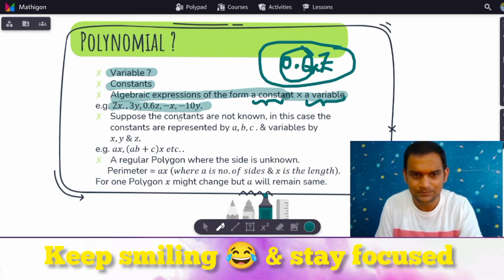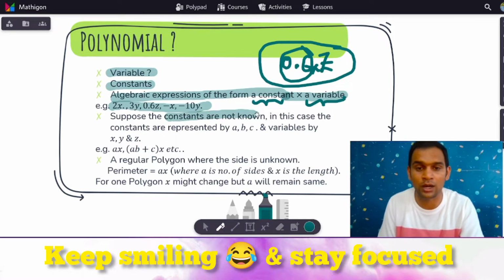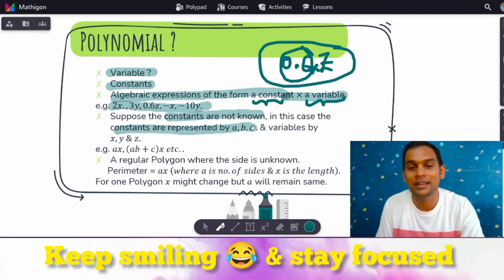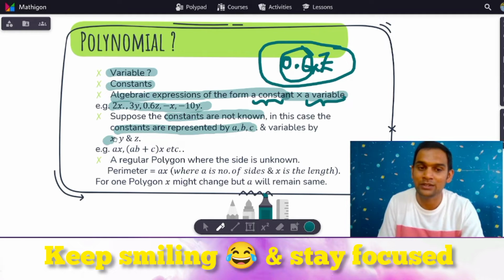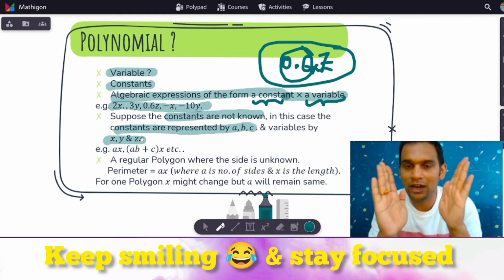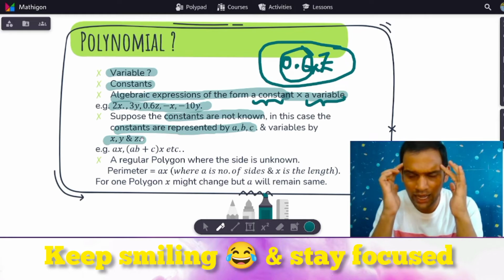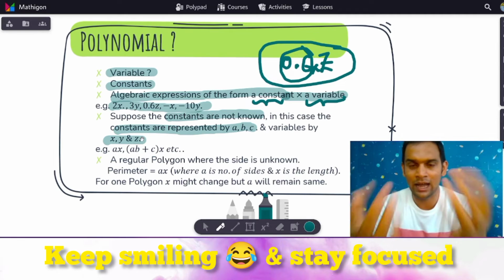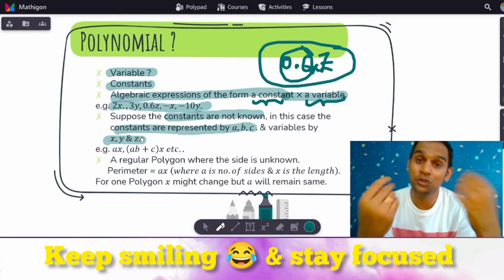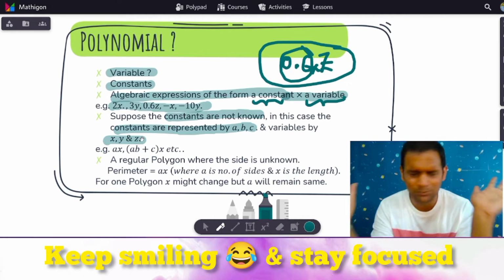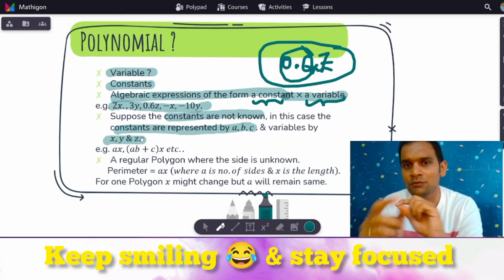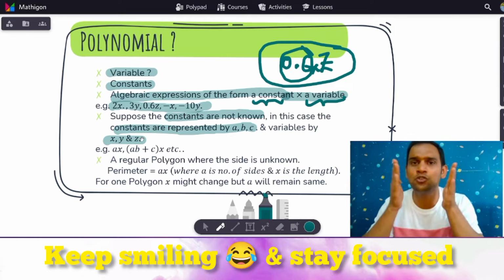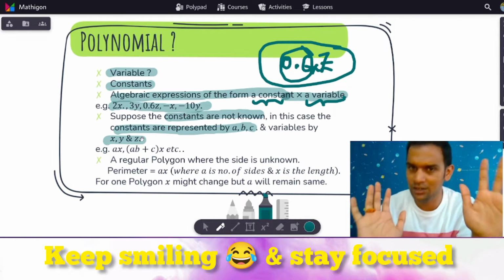Now suppose that the constants are also unknown. Now I'll give you an example where there is the possibility of a constant being unknown. In this case, constants are represented by small a, b, c and variables are represented by x, y, z. Now, so far, whenever we discuss algebraic expressions, we had a thought process that variables can be written with any alphabet. And I understand that your teacher also has always told that. That is absolutely correct. But from now onwards, since we are getting into more detail of the topic, we must understand one thing.